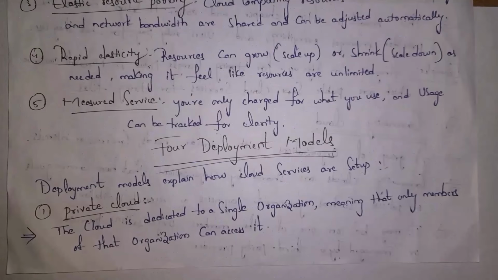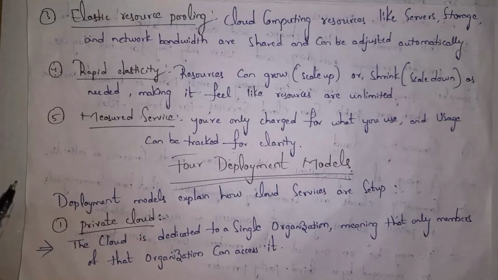Next I will explain 4 deployment models of cloud computing. Guys, deployment models explain how cloud services are set up. Based on setup, deployment models are classified into 4 types. They are public cloud, private cloud, community cloud and hybrid cloud. I will explain all 4 of them in detail. At first I will explain what is private cloud.